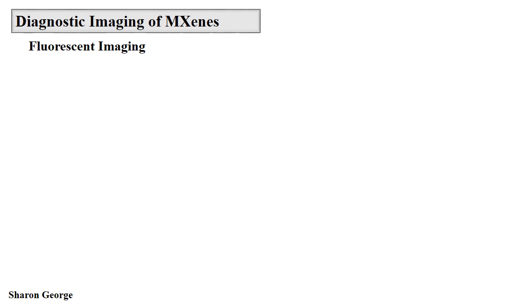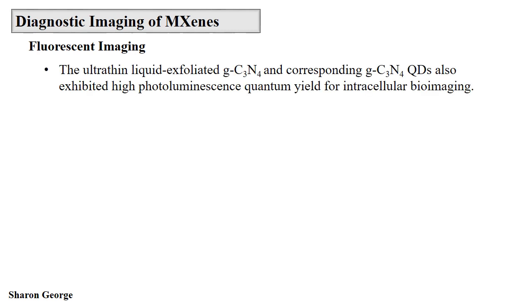Okay, the first one is fluorescent imaging. A group of researchers developed ultra-thin graphitic carbon nitride based MXenes, which exhibit high photoluminescence for intracellular bioimaging. Another group developed titanium carbide based MXene quantum dots, which also provide higher quantum yield than the conventional one. So that we can use for cellular imaging.